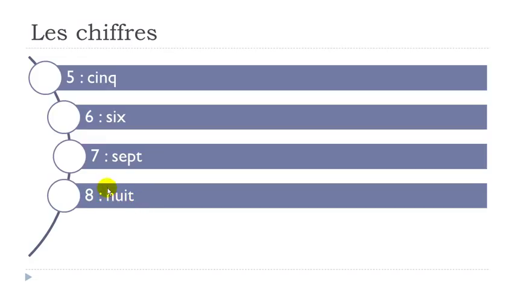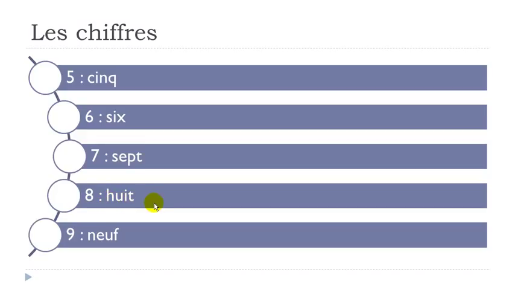Remember in French this H letter here doesn't exist phonetically, so we don't really pronounce it, okay? So if you listen carefully, you will only hear these vowels at the beginning of the word, huit, huit, okay, and then neuf. Neuf, neuf, okay?